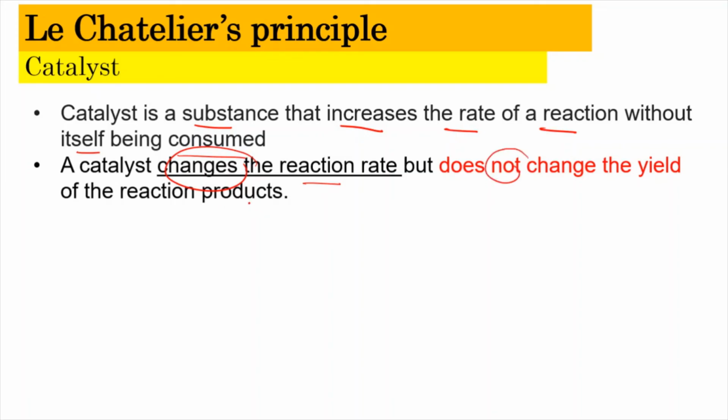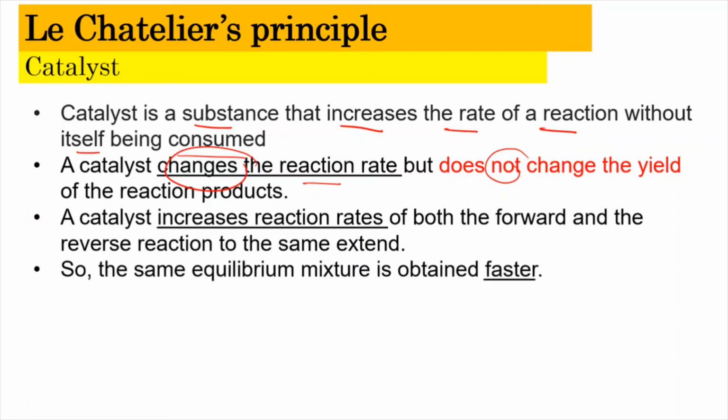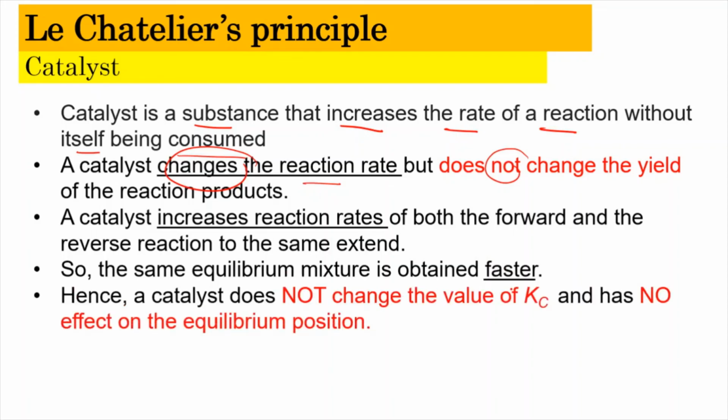Okay, catalyst ataupun pemangkin tidak akan menambah concentration produk ataupun reactant. Dia hanya mempercepatkan proses tersebut. And a catalyst will increase the reaction rate of both forward and the reverse reaction to the same extent. So the same equilibrium mixture is obtained faster. Therefore, we can say that a catalyst does not change the value of Kc and has no effect on the equilibrium position. Dia hanya mempercepatkan sahaja.